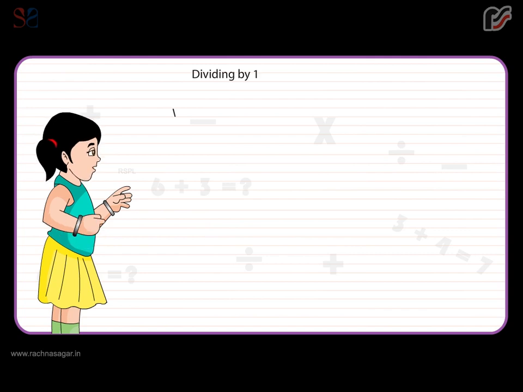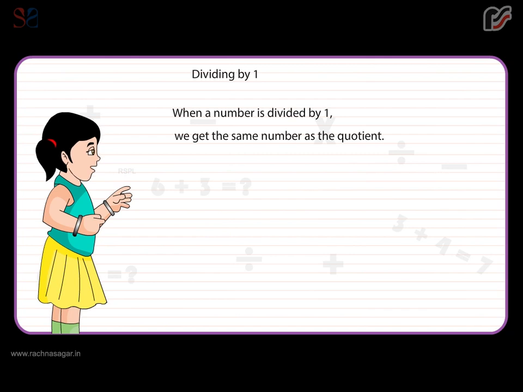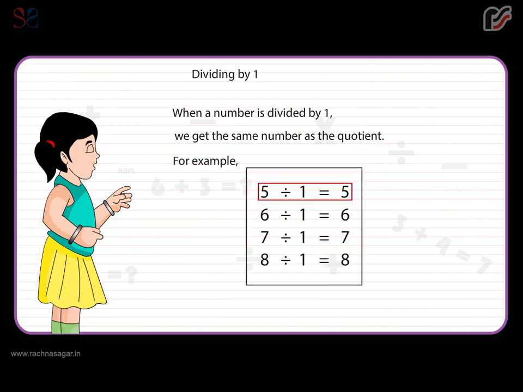Dividing by 1. When a number is divided by 1, we get the same number as the quotient. For example, 5 divided by 1 is equal to 5. 6 divided by 1 is equal to 6. 7 divided by 1 is equal to 7. 8 divided by 1 is equal to 8.